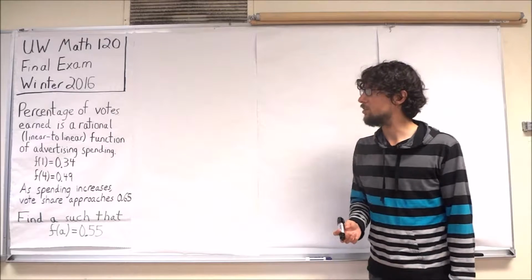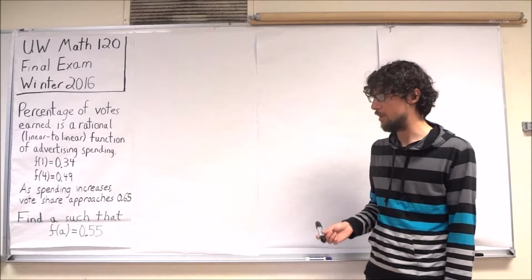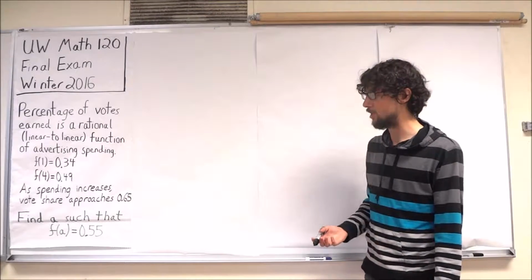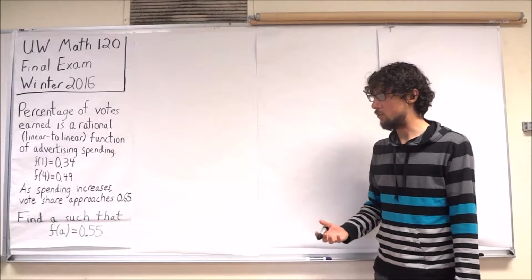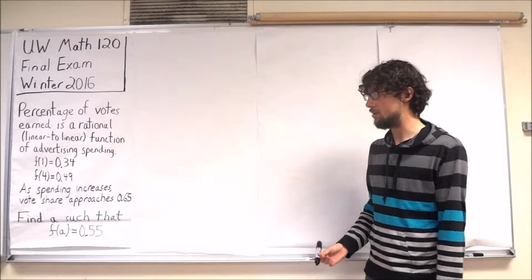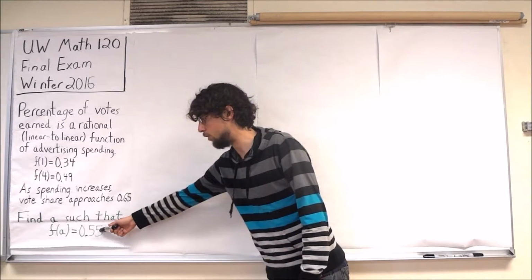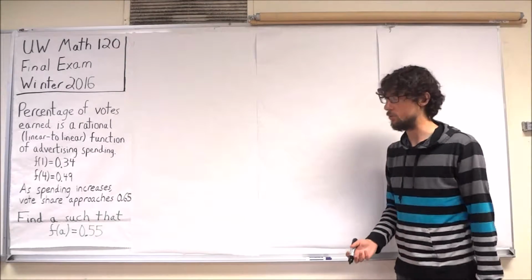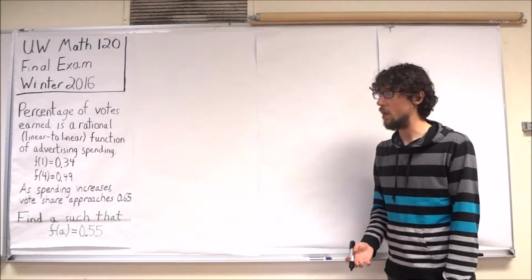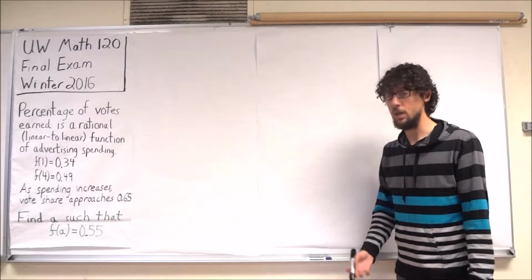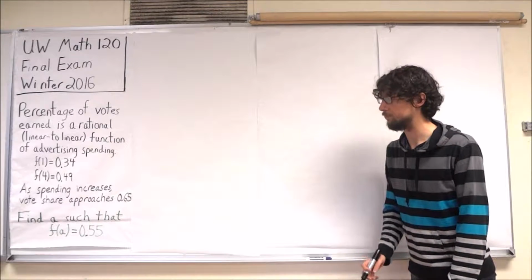So we're asked to help Frank win the election by choosing how much to spend on advertising. In particular, Frank wants to know how much to spend on advertising to predict that he will earn 55% of the vote. So if you haven't already, go ahead and pause the video now and see if you can make sense of this on your own.